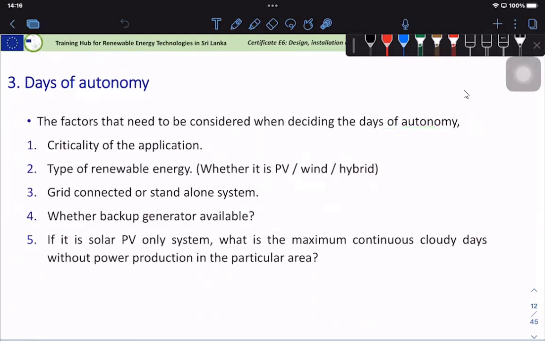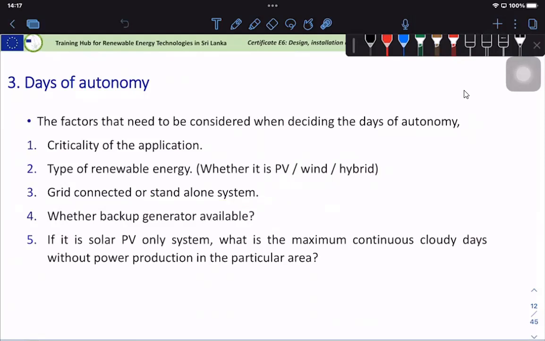And we also need to decide the days of autonomy based on whether it is a grid connected or standalone system. If it is a grid connected system, we don't need much capacity because we always have the grid as a backup. Only if the grid has failed and PV or wind is also not providing energy do we need the battery system. In that case, we can reduce the days of autonomy, right? If it is a standalone system, then we need to increase the days of autonomy.